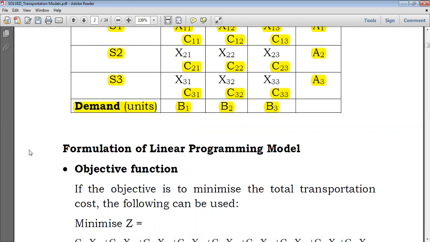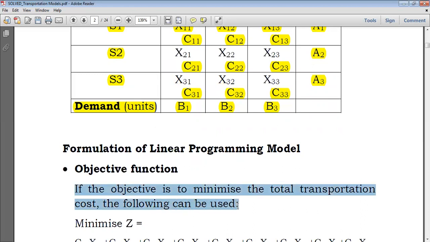So as usual, with the linear programming model, we usually form the objective function and then we form the constraints. So that's what we're just going to do right here. So what is the objective function? The objective function actually reflects the objective of the problem, maybe to minimize cost or to maximize profit. So if the objective is to minimize total transportation cost, the following can be used.